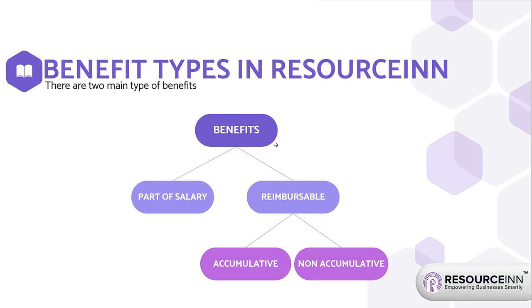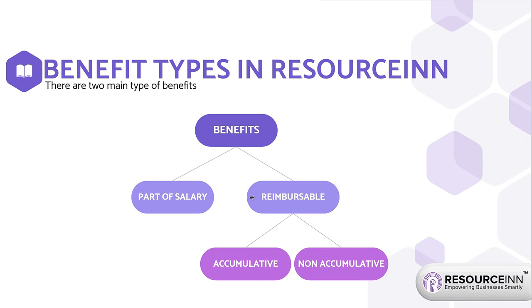So let's discuss the second type of benefit, which is a reimbursable benefit. Employees are required to create a request to claim the amount of the benefit. The main difference between a reimbursable and a part of salary benefit is that in the part of salary, employees are not required to create any request to claim the benefit amount. But in reimbursable, employees are required to create a request to claim the amount of the benefit.